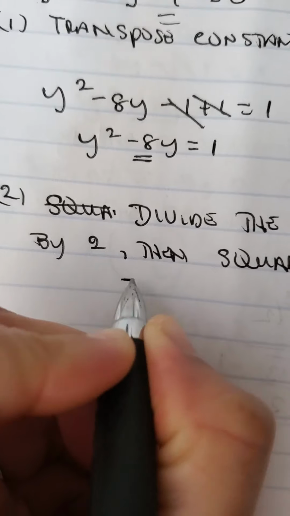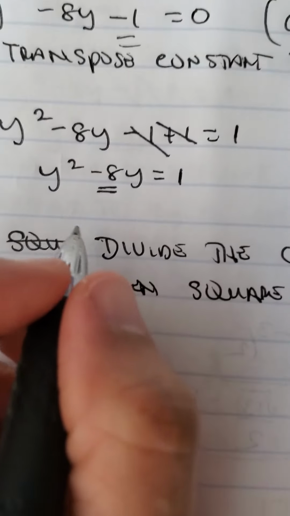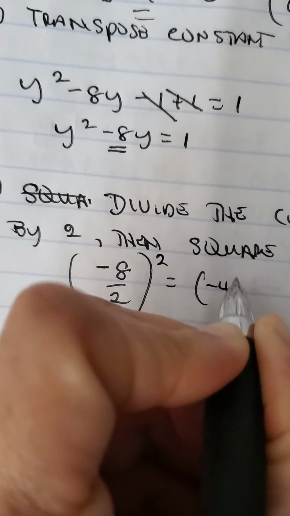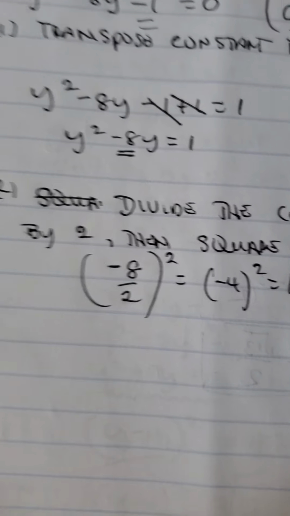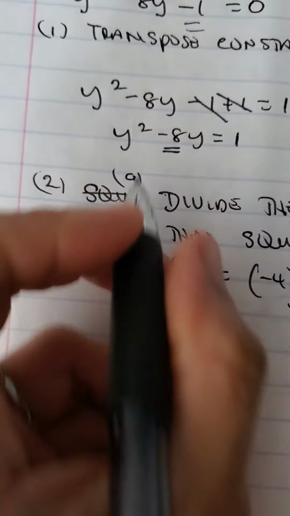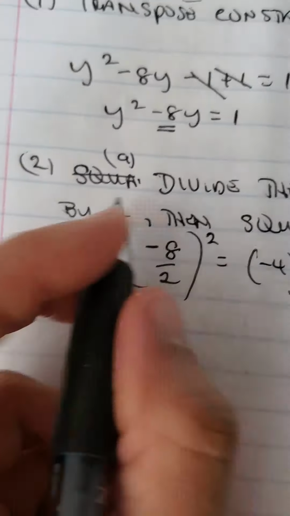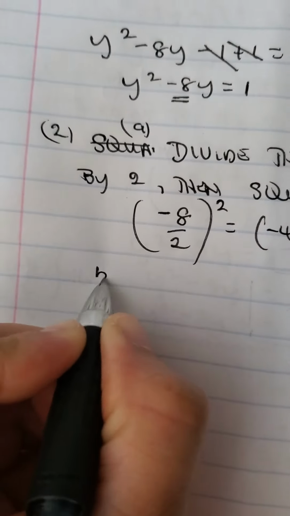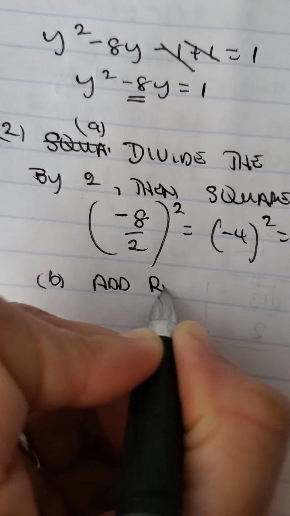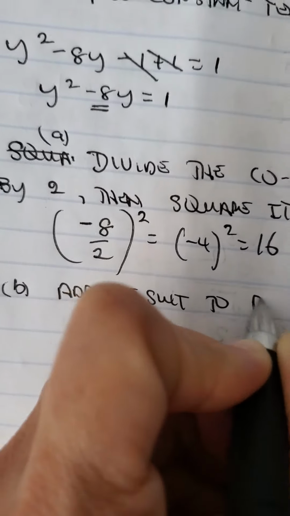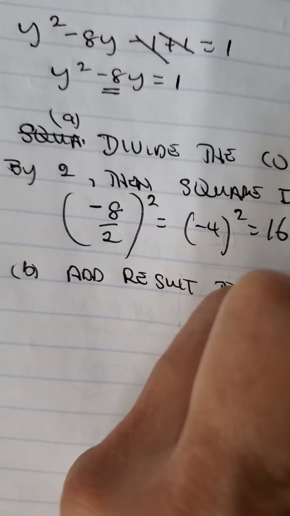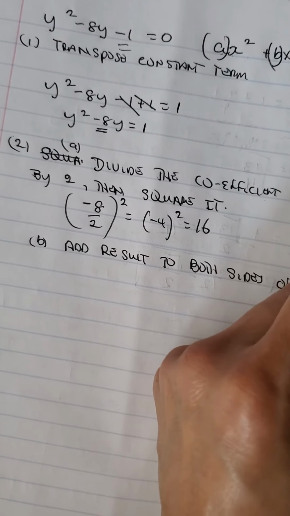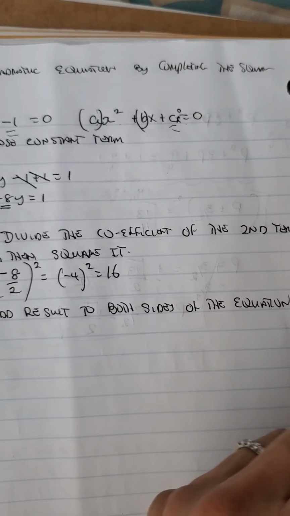So I want to take my coefficient of my second term, my b, and I'm going to divide that by 2 and then square it, which will give me -4 squared, which is positive 16. So this is kind of like a part A step. So step 2 has two parts. You divide the coefficient of the second term by 2, then square it. And the next part is then you add the result to both sides of the equation. All right, so then I'm going to add the result to both sides of the equation.